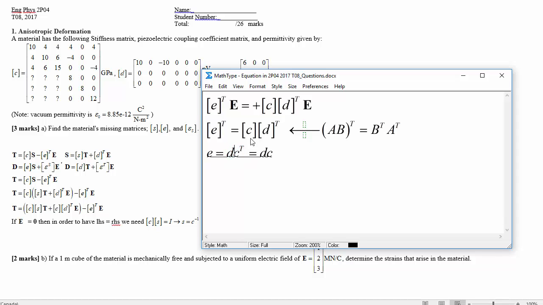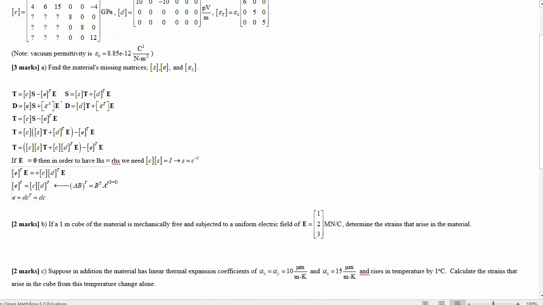If we didn't reverse the order and you just took the transpose of each of these, then we'd have a 6x6 times regular D, which is a 3x6, and that's not defined. With the transpose, it does work. 6x6 times a 6x3, that's all good. Okay, so that's how you figure out the E matrix.